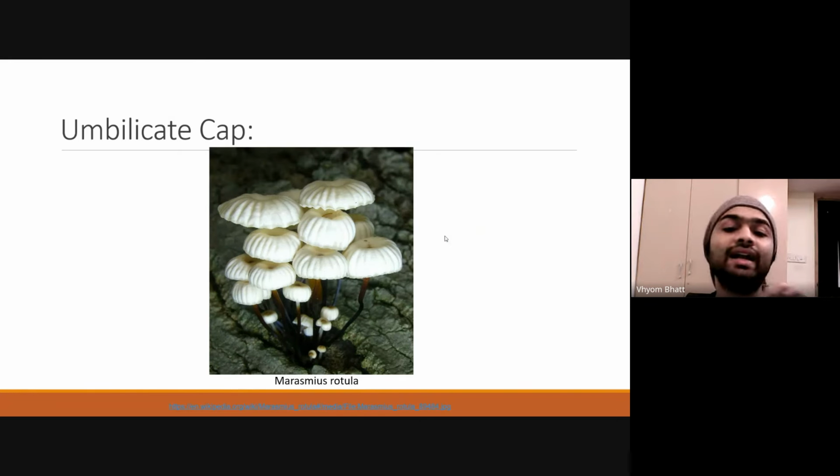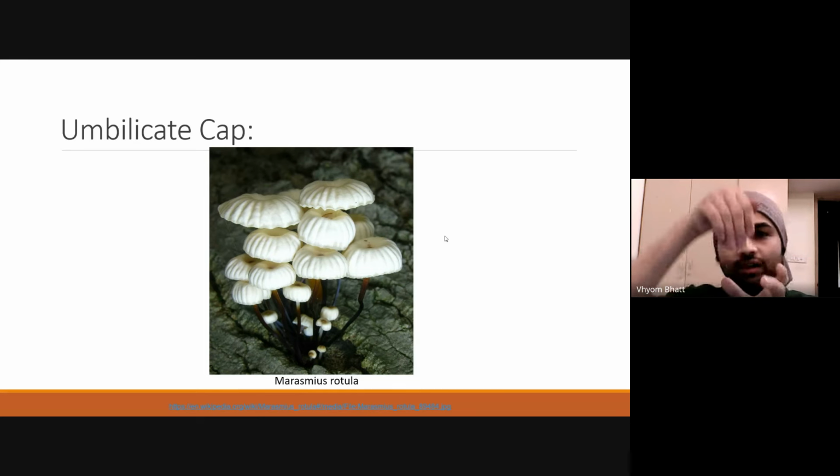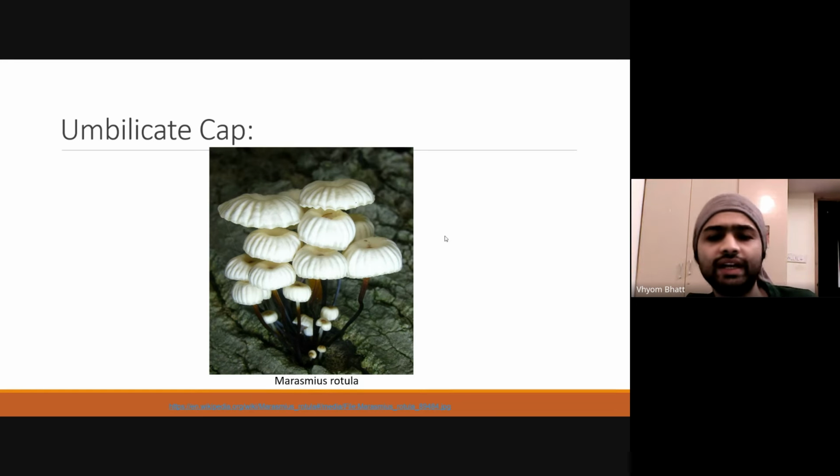Then there is umbilicate cap. Umbilicate is almost like a bell, but on top it will have a fall. So this is Marasmius rotula, which grows on decaying wood, which is an example of an umbilicate cap.